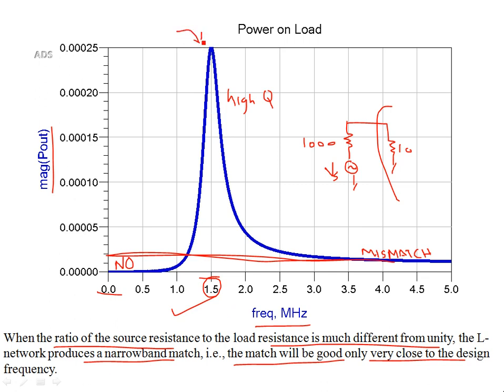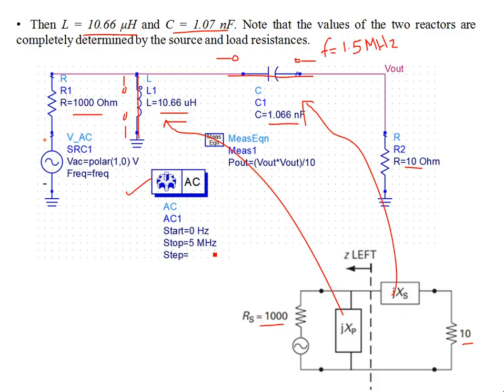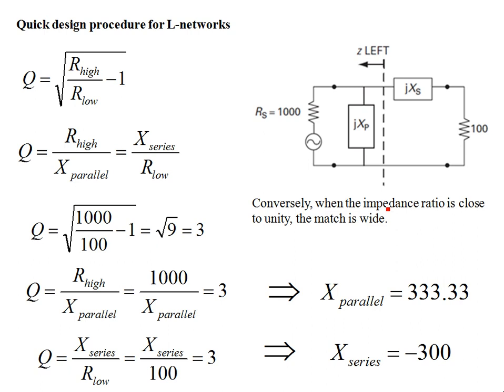Now, what happens if in this case we have a very high Q matching? What happens if we increase the load resistance? If we increase it 10 fold, from 10 to 100, then 1000 over 100 is 10, minus 1 gives 9, so Q is 3. So the Q is low. Low Q means a wide bandwidth match. So let's see what happens.